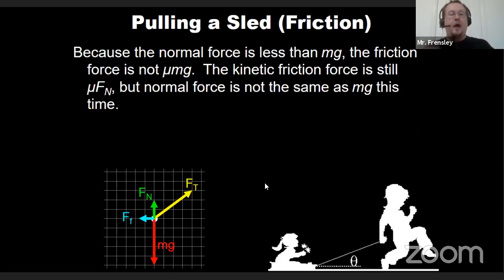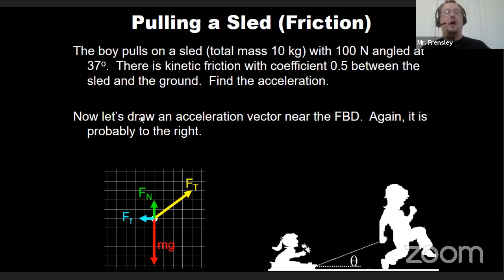So that's just what I choose to do. Okay, so the normal force is less than mg. The friction force is not mu mg. So you can't just go around saying friction equals mu mg all the time. They're going to hurt you on that, okay?